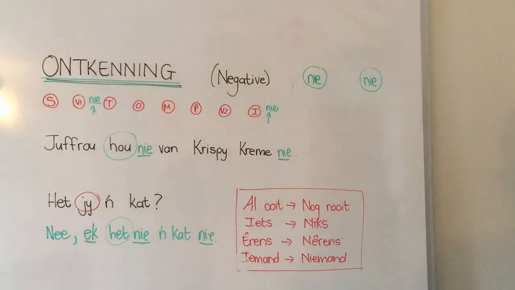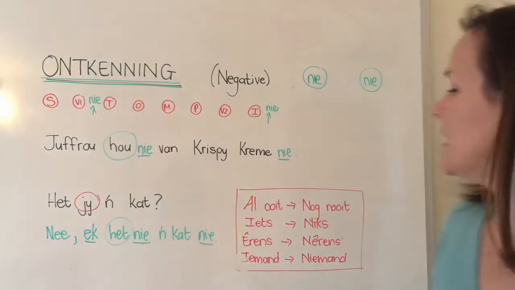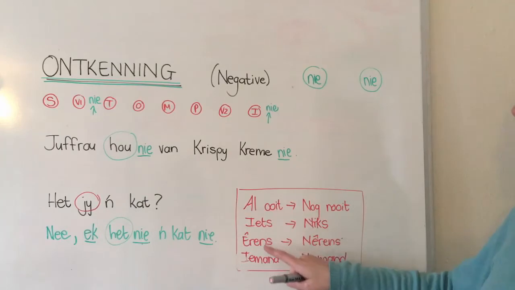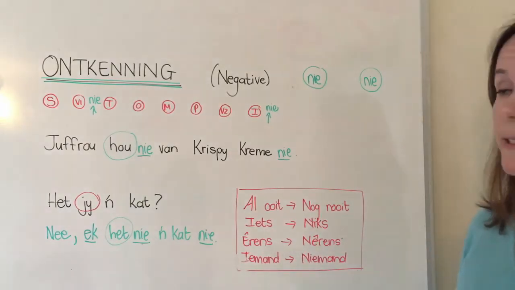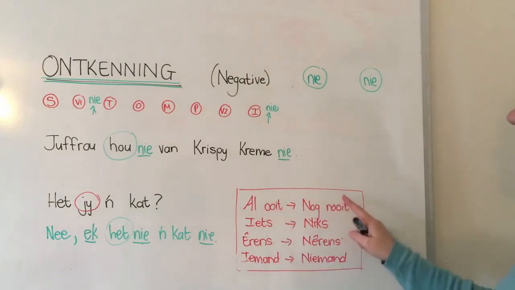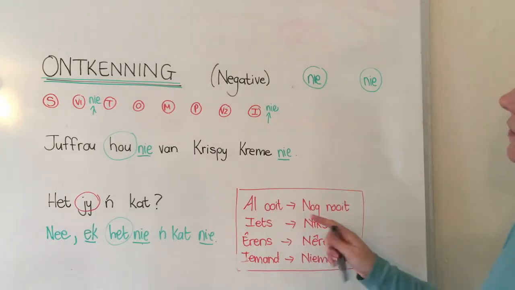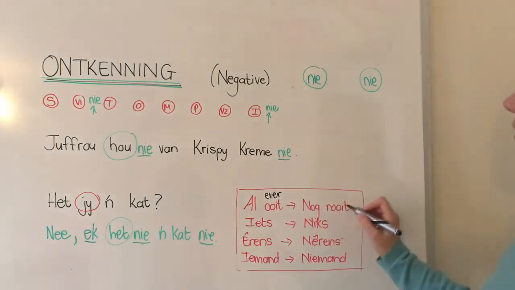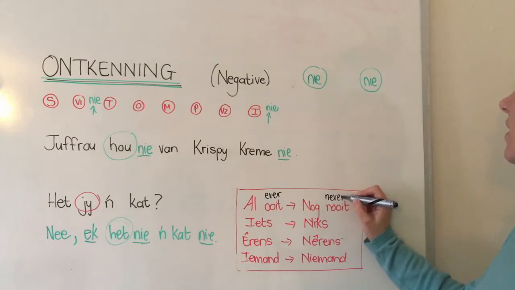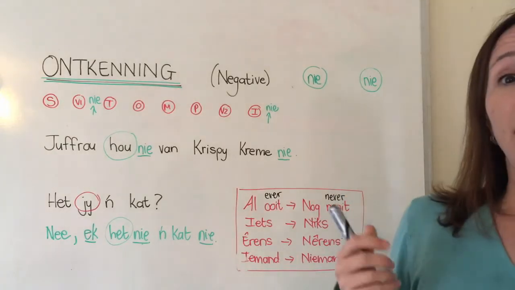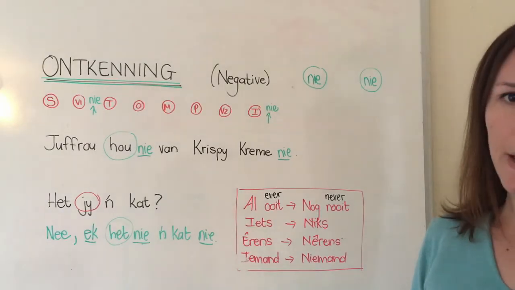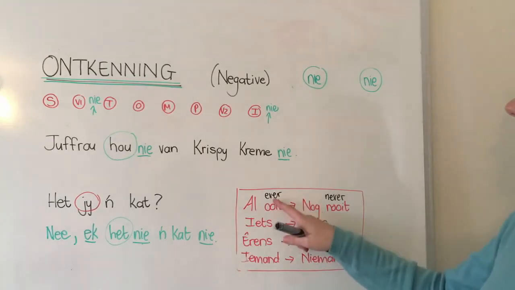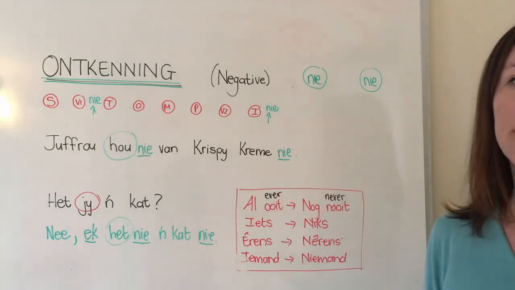Then the last thing, and this is where it gets a little bit tricky, is these guys. If I have words like al ooit, iets, ergens, and iemand in my sentence, then it will change like here. Okay, so this is, for example, al ooit means ever, and nog nooit means never. So if I say, have you ever gone to the sea? You will say, no, I have never gone to the sea. So ever must change to never, and it's the same in Afrikaans.